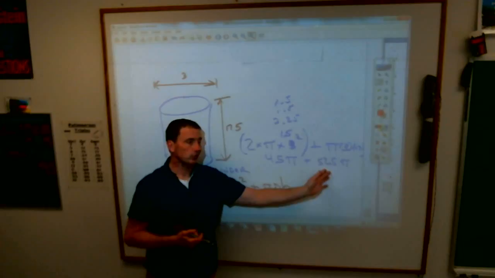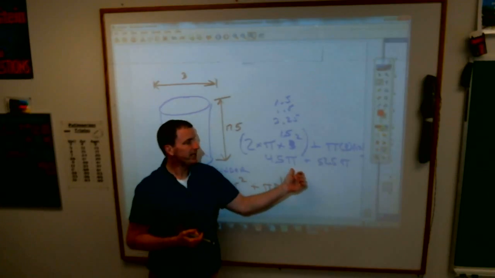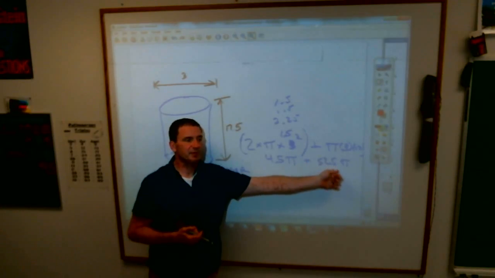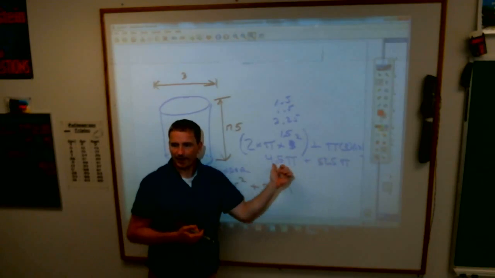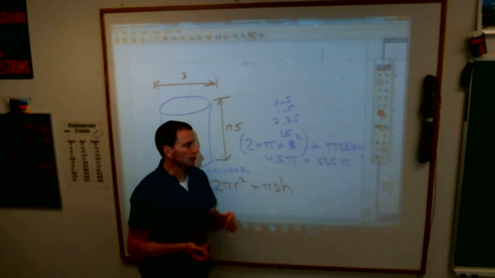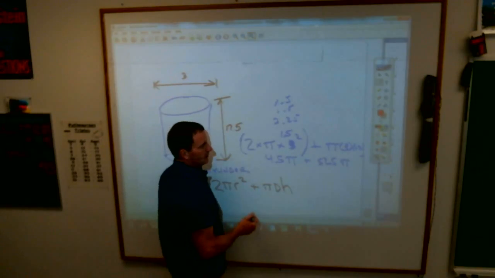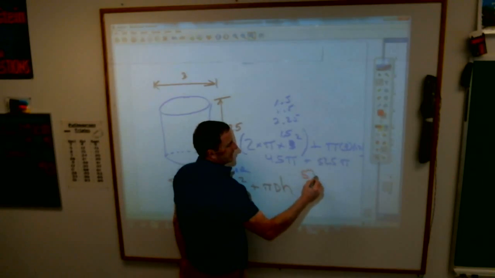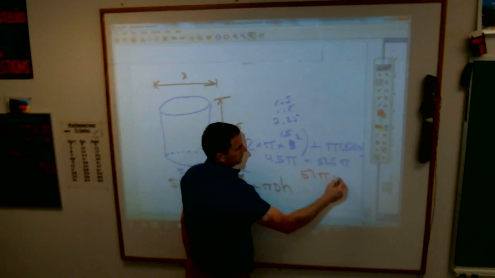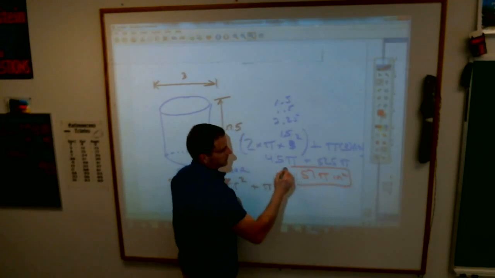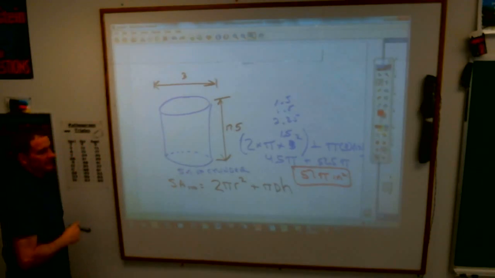Can I put these together? If I have 4.5 pi's, can I add 52.5 pi's to it? Yes, I can. As long as there's a little pi, they're both pi's, you can put them together. How many total pi's do I have? 57. 57 pi's is my surface area. So that would be whatever it is, inches squared, or whatever my area is. 57 pi's inches squared.